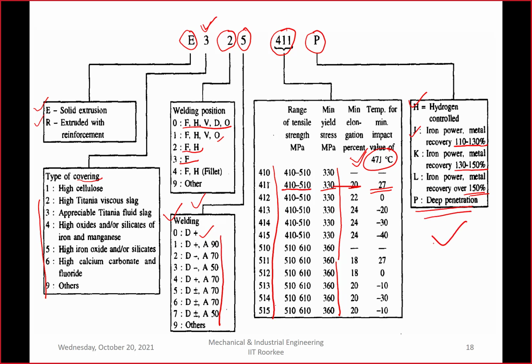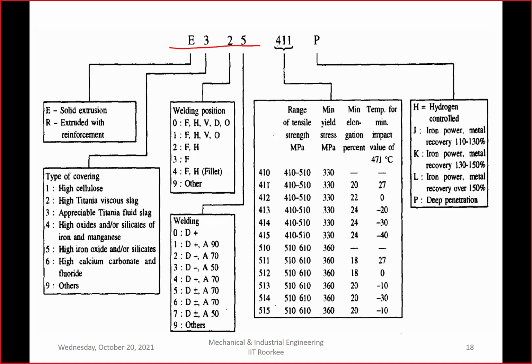So this is how the electrodes are designated, and this is their significance. It is very important here, I must mention it again, that these parameters must be written in a particular sequence only. Starting with E or R, then 3 numbers in sequence indicating the type of covering, welding position, and welding current, then the set of mechanical properties, and then special characters which can be like P or J or K or L or H, anything.